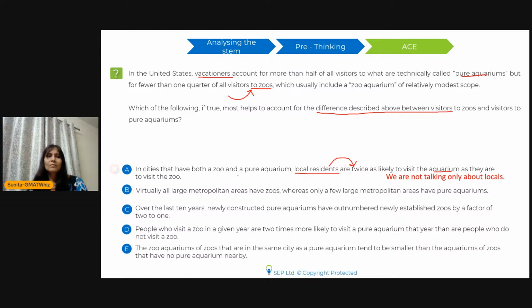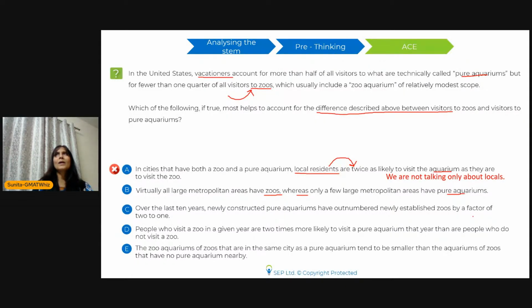So A is out. And it's just talking about what the locals do. It's not telling us why the vacationers are more intent on visiting the pure aquarium. B says virtually all large metropolitan areas have zoos. So there are lots of zoos, whereas only a few large metropolitan areas have pure aquariums. Basically, you're saying pure aquariums are a rarity, zoos are a commonality.